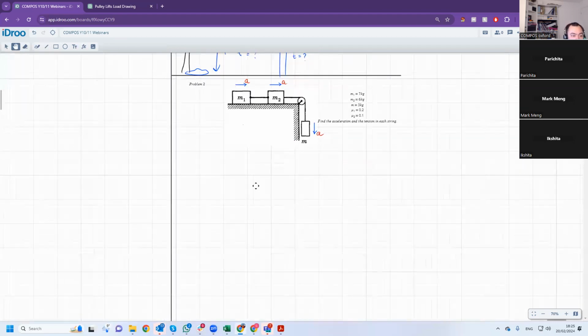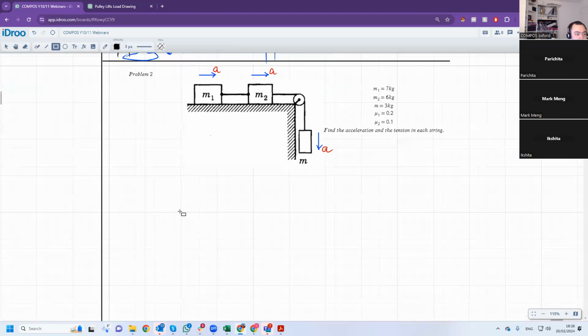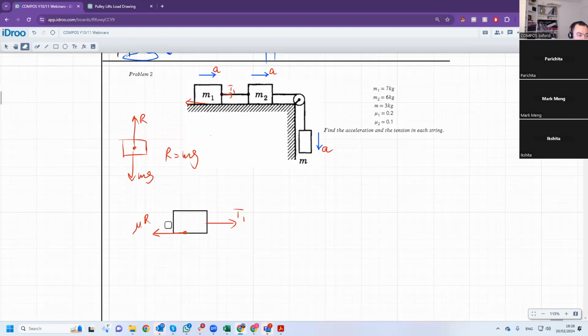Now we draw each mass separately and draw the forces acting on each mass. For the first mass, there is the tension pulling to the right, the tension T1 in the first rope. And there's friction. Because it is moving, we already know that the friction is equal to mu R. But R is mg, isn't it? Yes, because this is R, the reaction force, and this is mg. R has to equal mg. So the friction force is mu1 m1 g.